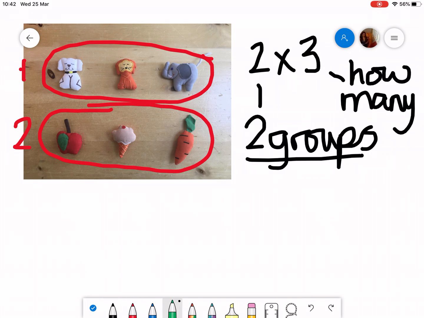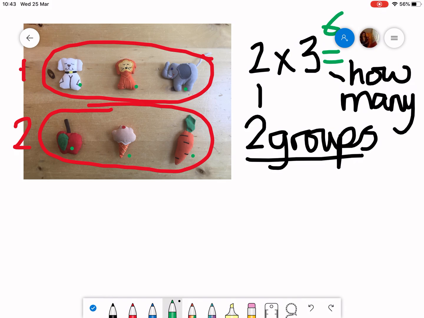Now in a different colour, let's have a think. Actually, let's first have a look at what our answer is to our sum. So we know that if we do 2 times 3 and we build our array, we can count what the answer is. So we know we have 1, 2, 3, 4, 5, 6. So 6 is our whole. So 2 times 3 equals 6. So that's one multiplication sentence.